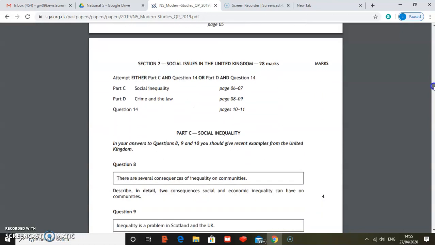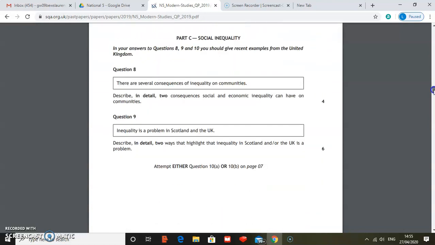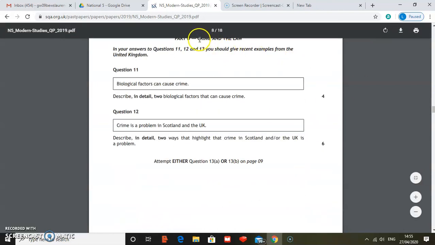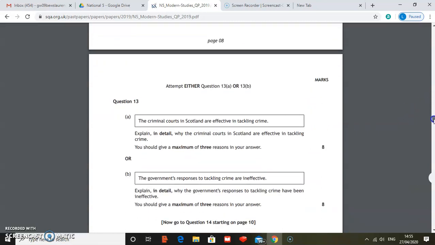Once you've done that section, you go into section 2, miss out the social issues and look for crime and the law. That's what we're looking for. So, what you can see here is we have a describe about biological factors. We have a describe about how crime is a problem, and it's worth 4 and 6 marks, so that'd be 4 sentences and 6 sentences. And then we've got this question here.